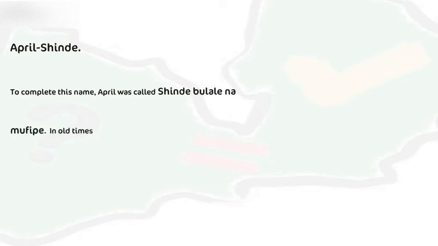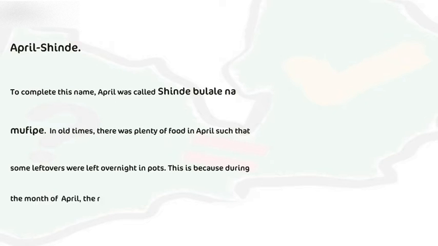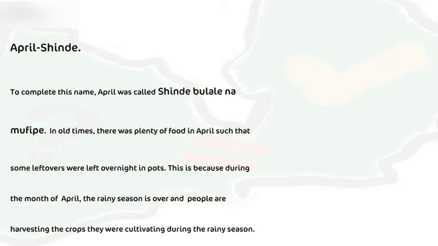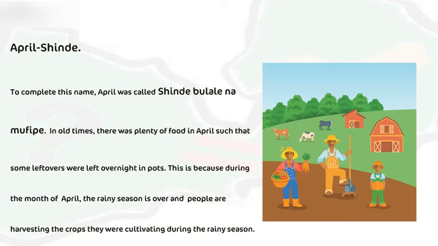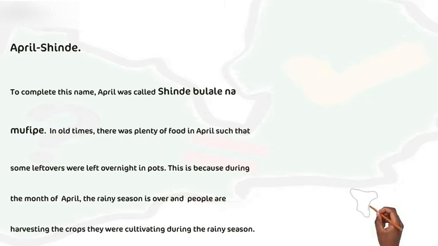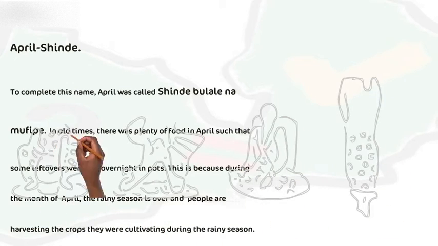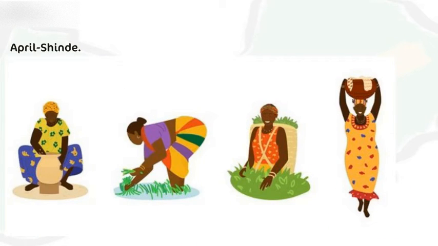April in Bemba is called Shinde. To complete this name, April was called Shinde Hulale na Mufipe. In old times, there was plenty of food in April, such that some leftovers were left overnight in pots. This is because during the month of April, the rainy season is over and people are harvesting the crops they were cultivating during the rainy season. So since people are harvesting, they have got plenty of food.